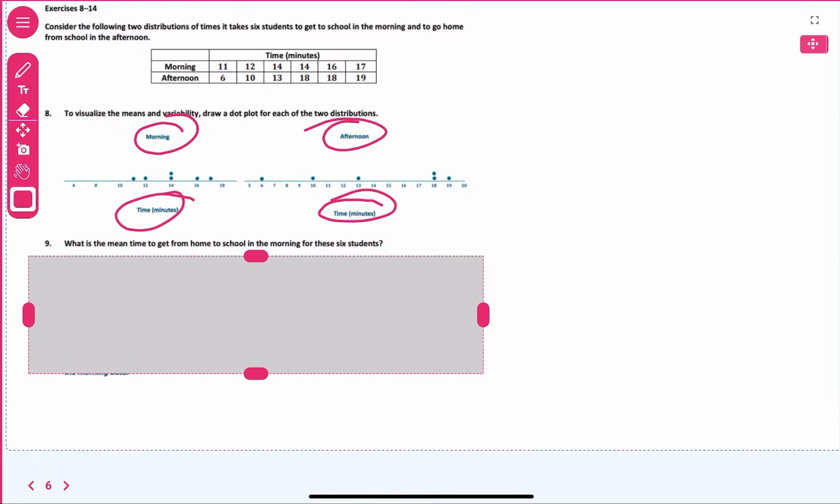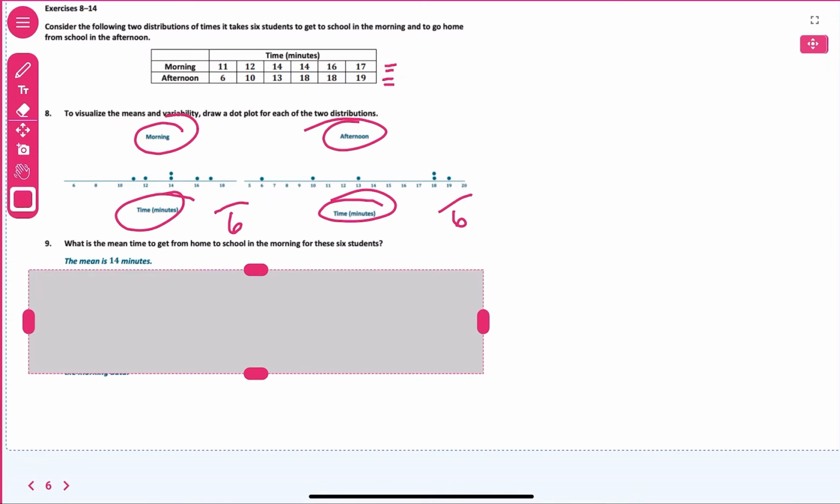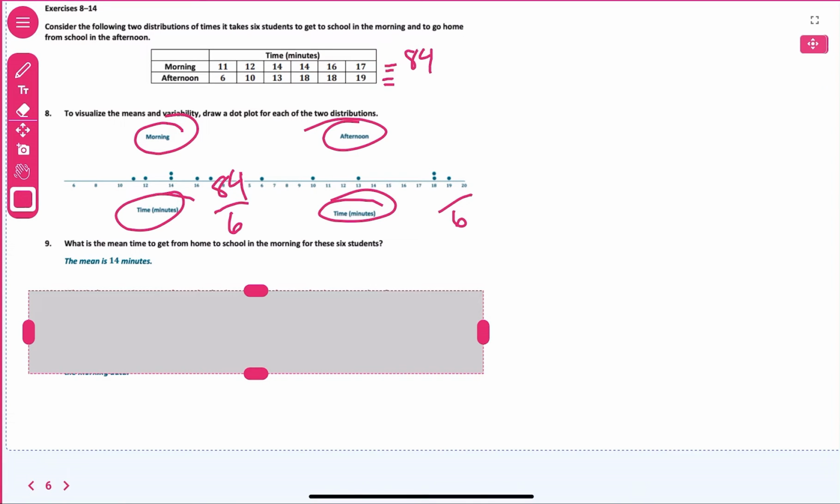And there's each point. Now, what is the mean time to get to school in the morning for these 6 students? Well, we know we're going to divide by 6, right? Because we've only got 6 values for both of these because there's 6 students. So then we have to take the sum. We'd add up all of these to see what we're going to divide by. Okay? So if we do that, the mean is 14 minutes for home to school. So that would be in the morning, right? So this is 84. So 84 divided by 6 is 14.